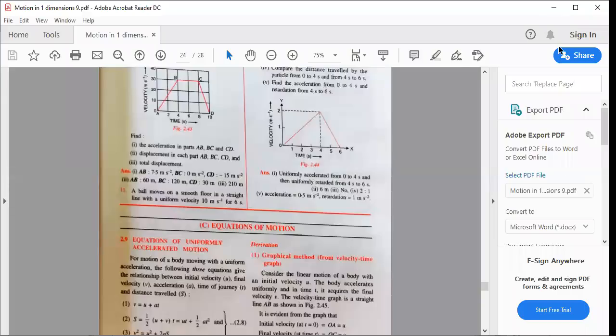Equation of motion. We are going to talk about using uniformly accelerated motion. There is also variable acceleration motion, but we are not going to talk about that. Variable acceleration means what? Can anyone tell me? What is the meaning of variable accelerated motion?